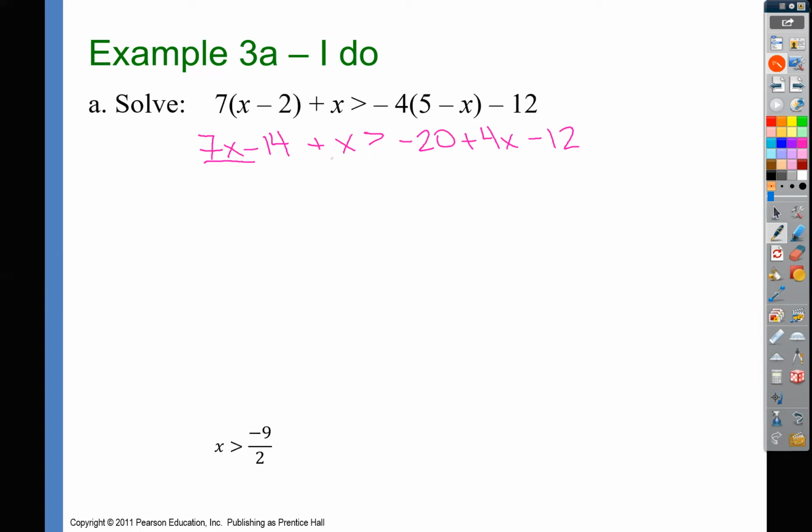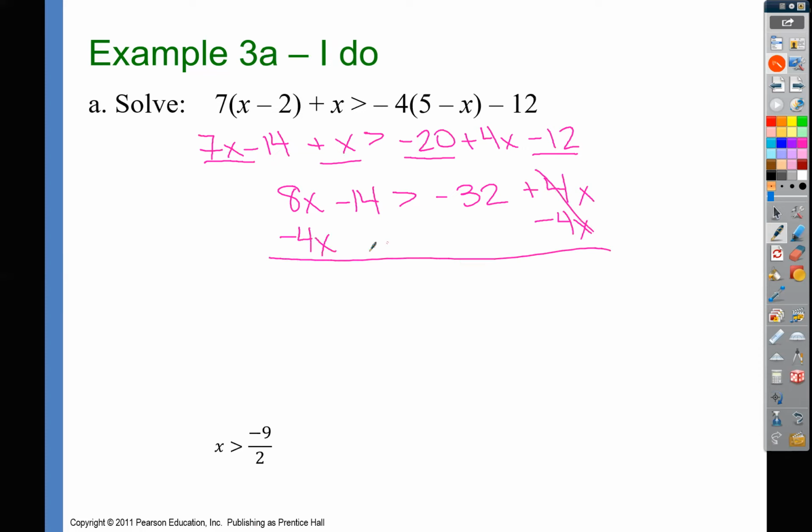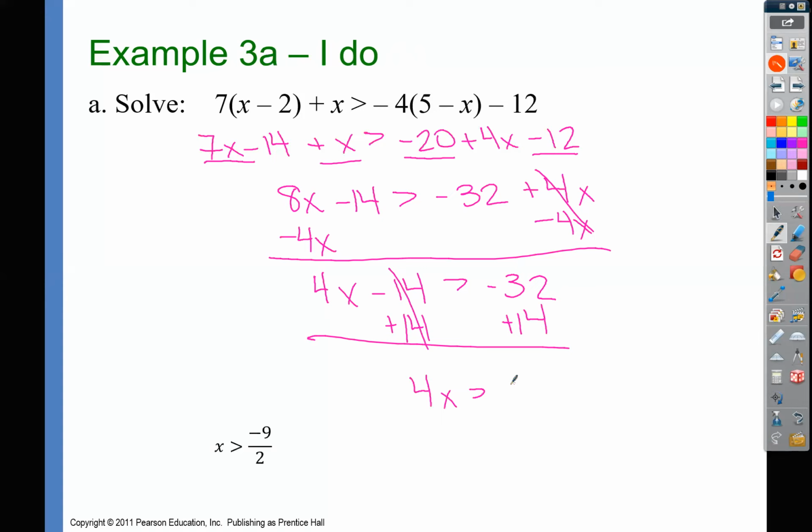So 7x plus x is 8x minus 14 is greater than negative 20 minus 12, which is negative 32, plus 4x. So I'm going to subtract my 4x from both sides to keep a positive variable. So that's 4x minus 14 is greater than or equal to negative 32. Add 14 to both sides, and you get 4x is greater than negative 18.